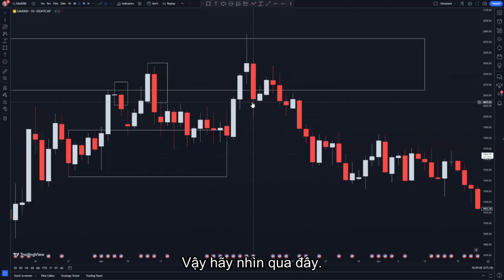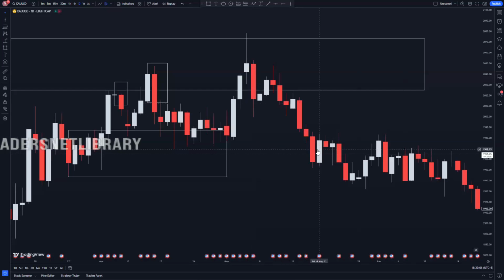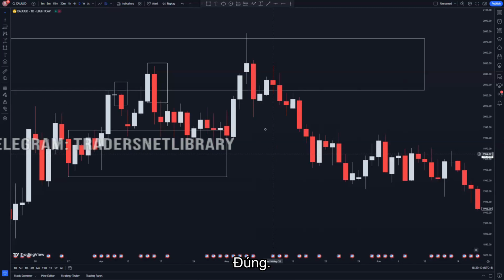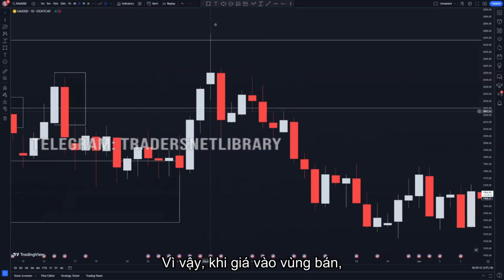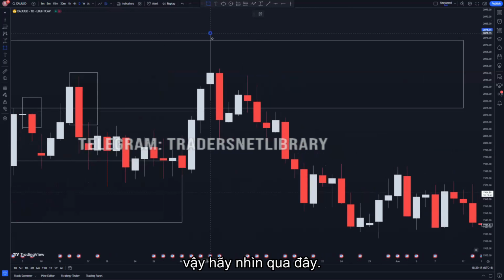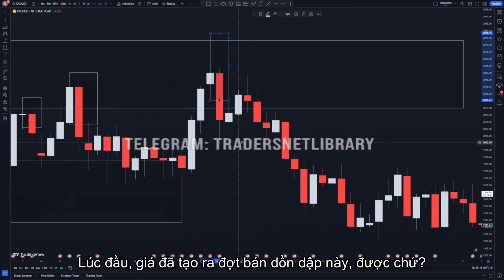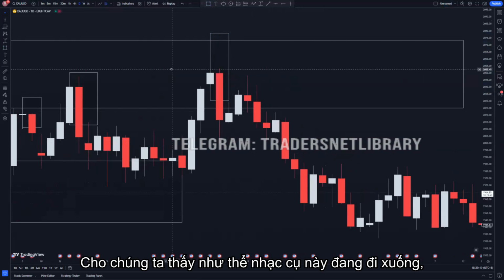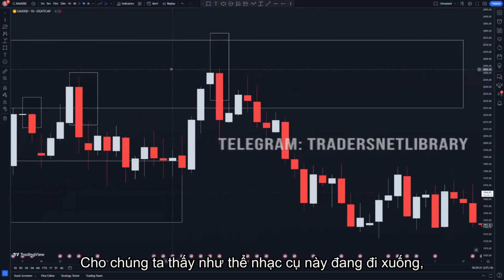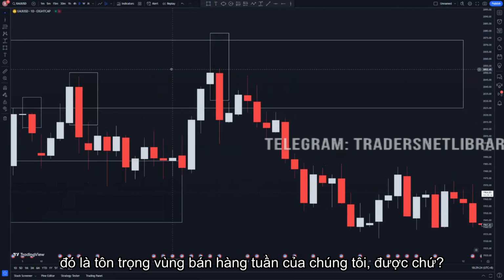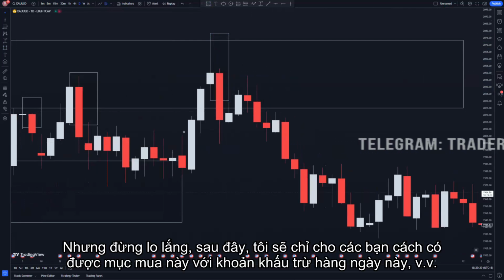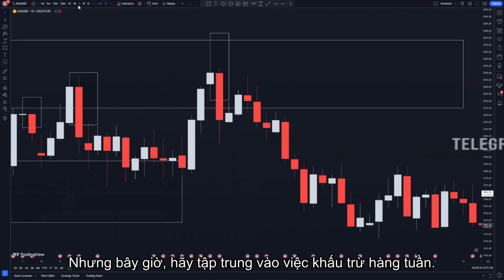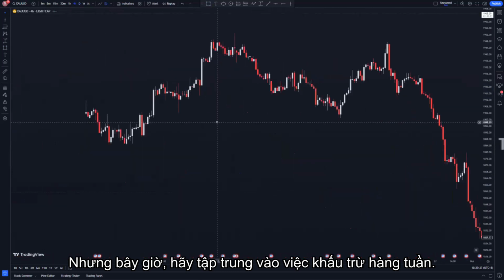All right. So look over here. When the price gets into the sell zone, the price created this engulfing sell at first, showing us this instrument is going down, which is respecting our sell zone of weekly. But don't worry, after this, I'm going to show you guys how to get this buy entry with this daily direction and so on. But for now, let's just focus on the weekly direction.